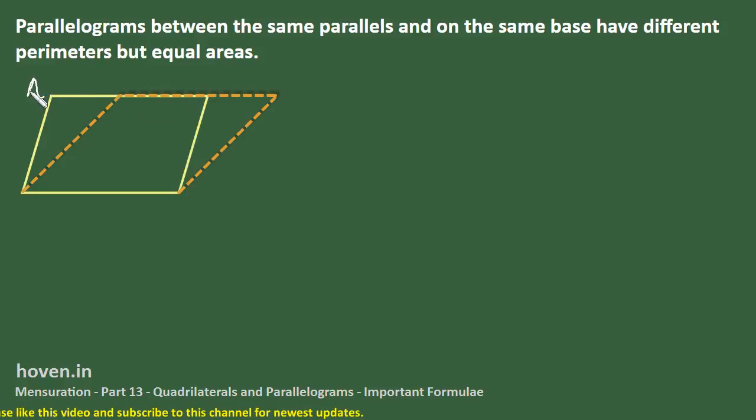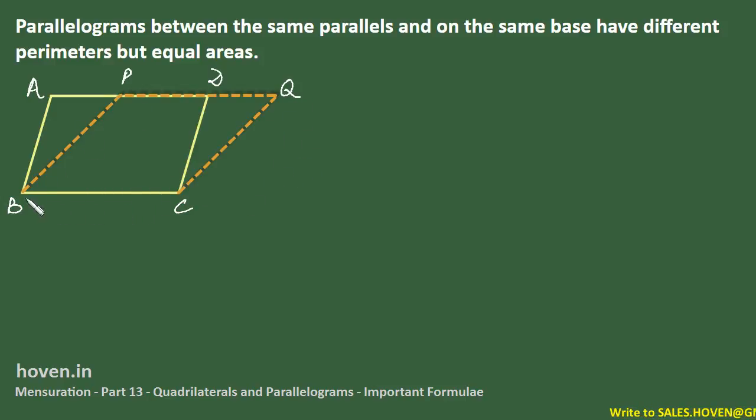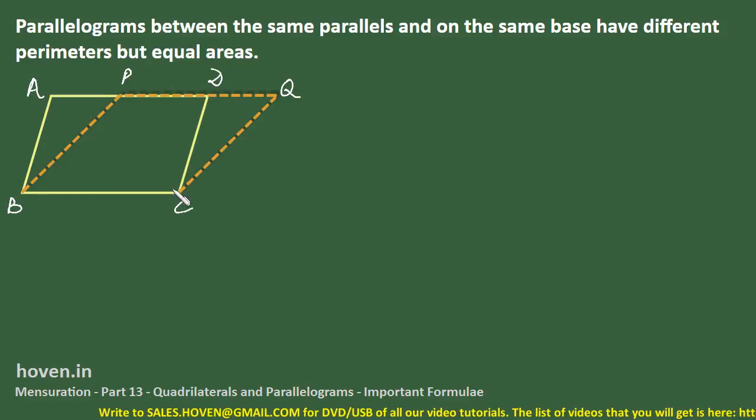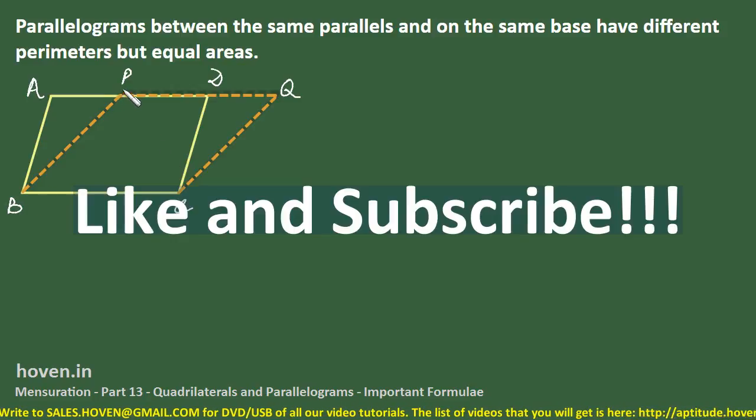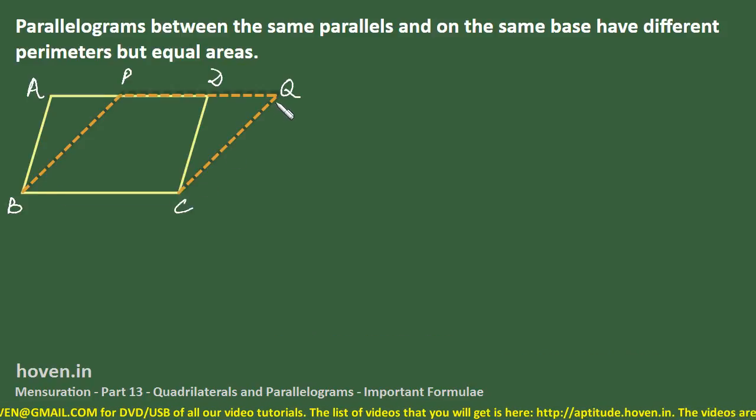Let us suppose this is a parallelogram ABCD, and this is another parallelogram, let us label it PBCQ. These two parallelograms are on the same base BC. As we can see, BC is common to both the parallelograms, and they are in the same parallels because this line that you are seeing is parallel to the base BC, and the second parallelogram, that is PBCQ, is also lying on the same parallel line that holds AD and PQ.